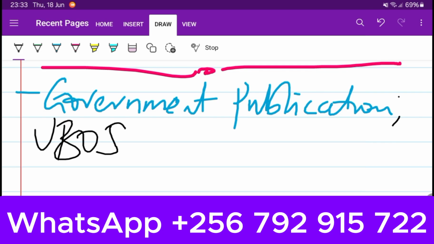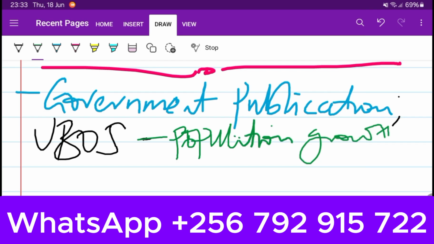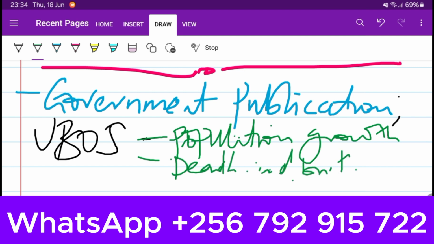Some of the information that you can get from UBOS is information to do with population growth, because they have done the census. We can also have information to do with death and birth rates. We can also have information to do with trade journals.